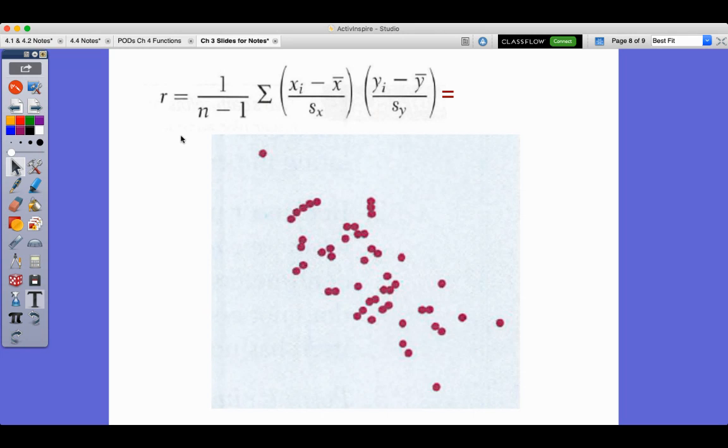Now, there's this wicked messy formula that is on your formula sheet, okay? And I can summarize it a little bit for you. It's literally the sum of the z-score of each x, so z of the x's, each one, so x sub i, times the z-score of the y sub i, all over n minus 1. So we're basically taking the z-scores.